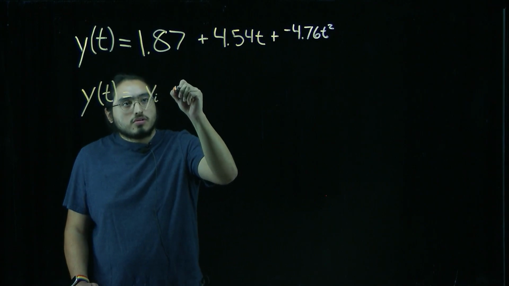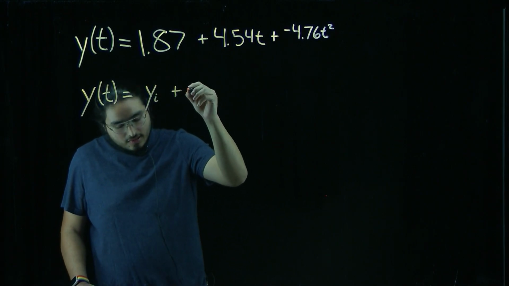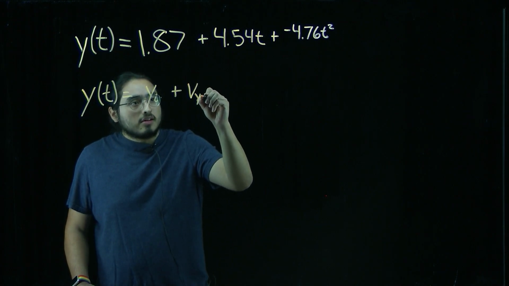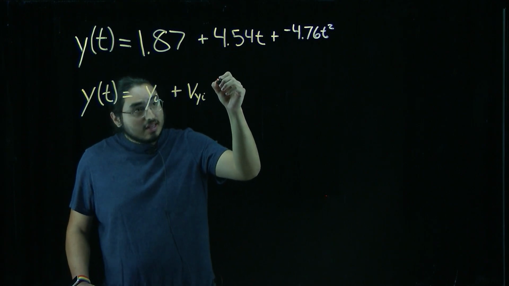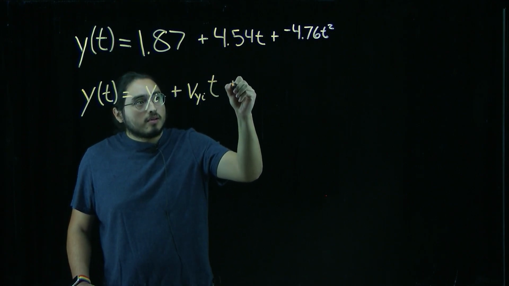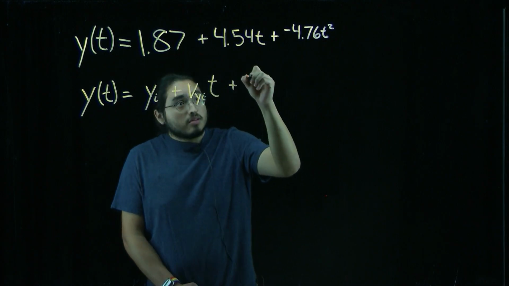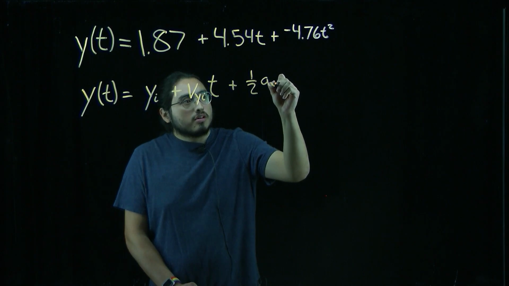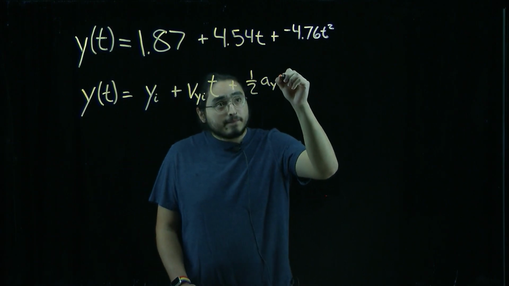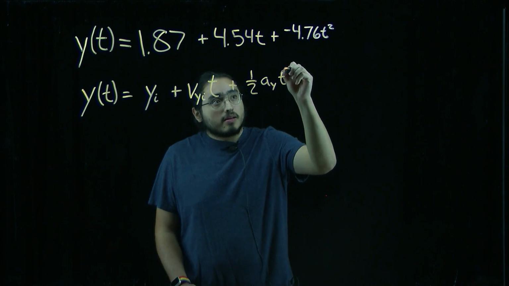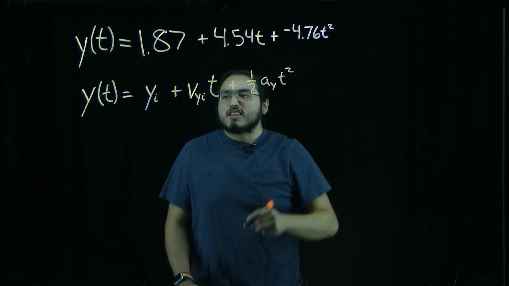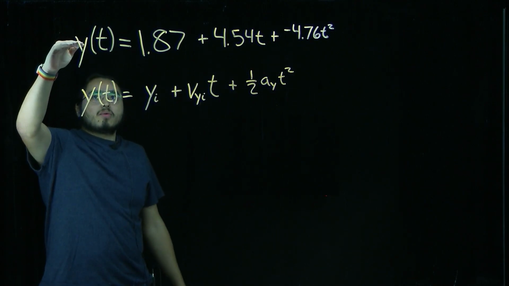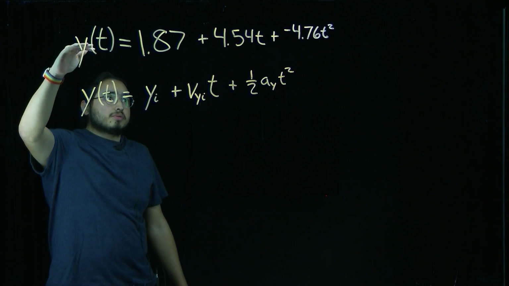y equals y initial plus velocity in y times t, just time, plus 1/2 acceleration in y times t squared. All right, so this is our kinematic equation here, and this is the equation that our trend line showed us.